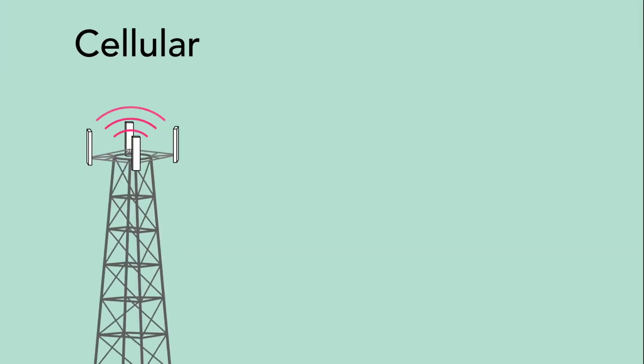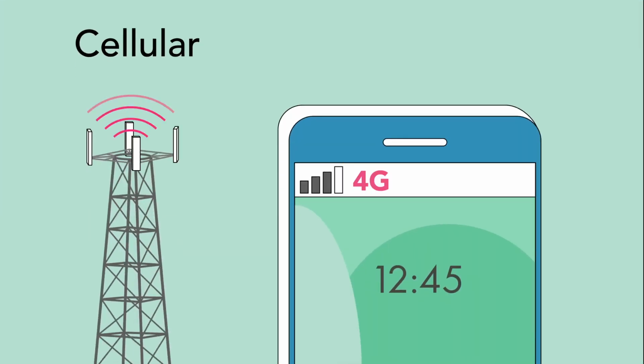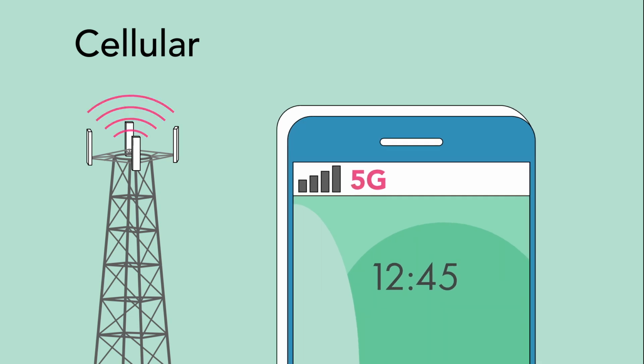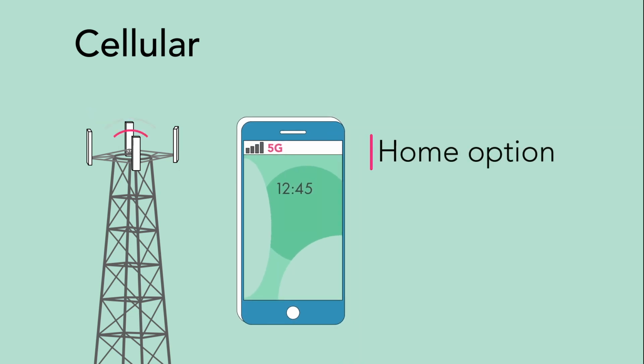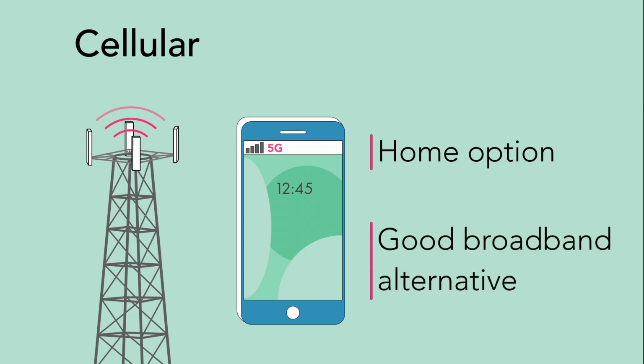Cellular is sold under a few different names, including 4G, LTE, and 5G. They're types of wireless internet connections often used by smartphones, but you can also get these types of connections for your home. Depending on where you live, a cellular connection may be a good broadband alternative.